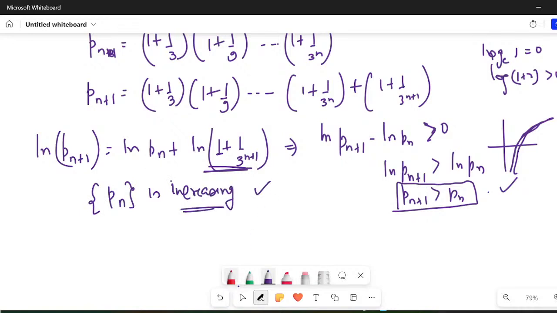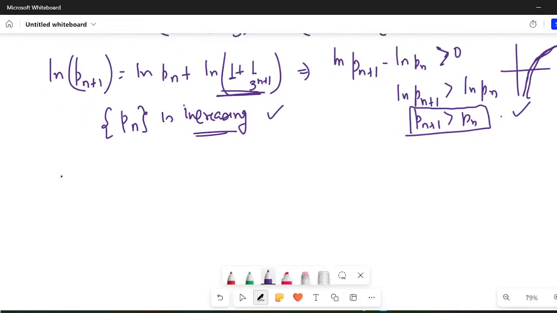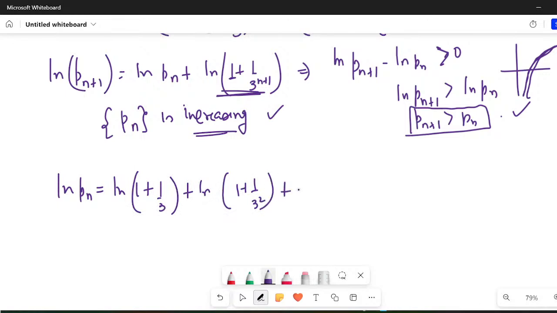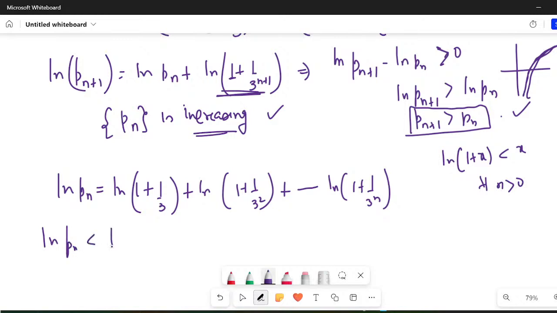Now if my sequence Pn is increasing, all I need to prove is that it is bounded. So I'll again take the help of log. So ln Pn would be equal to what? It would be ln of 1 plus 1 upon 3, plus ln of 1 plus 1 upon 3 square, and so on, up to ln of 1 plus 1 upon 3 raised to power n. And I have just stated that log of 1 plus x is always less than x for all x greater than 0. Okay, so I can write that ln of Pn would be less than 1 upon 3 plus 1 upon 3 square and so on, 1 upon 3 raised to power n minus 1, and lastly 1 upon 3 raised to power n.